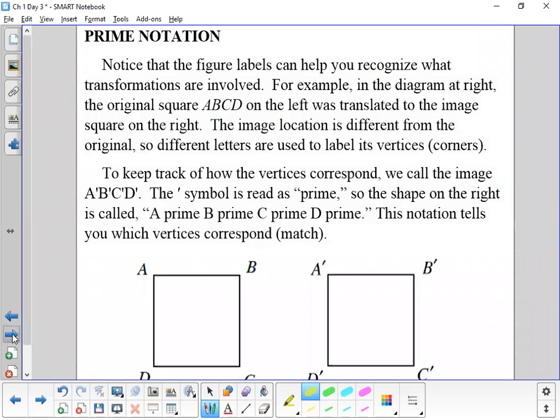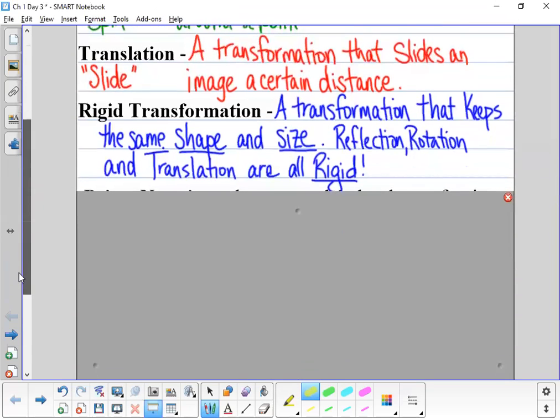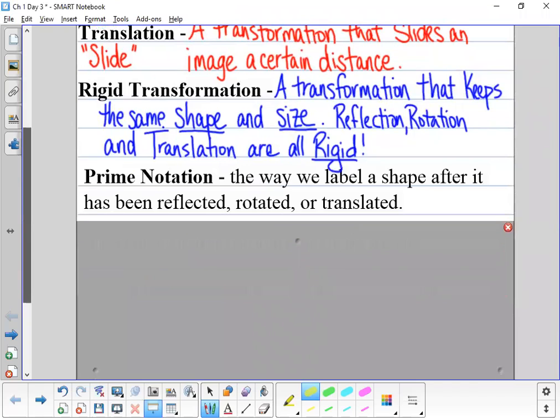Let's talk about prime notation. So prime notation is something that we use to help us understand that an image or a pre-image has undergone a transformation. So notice that the figure labels can help you recognize what transformations are involved. When we are doing prime notation, it is basically the way that we label a shape after it has been reflected, rotated, or translated.